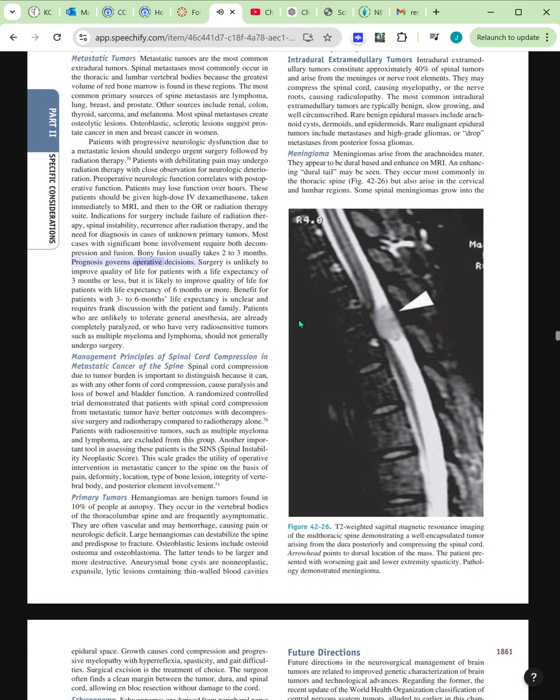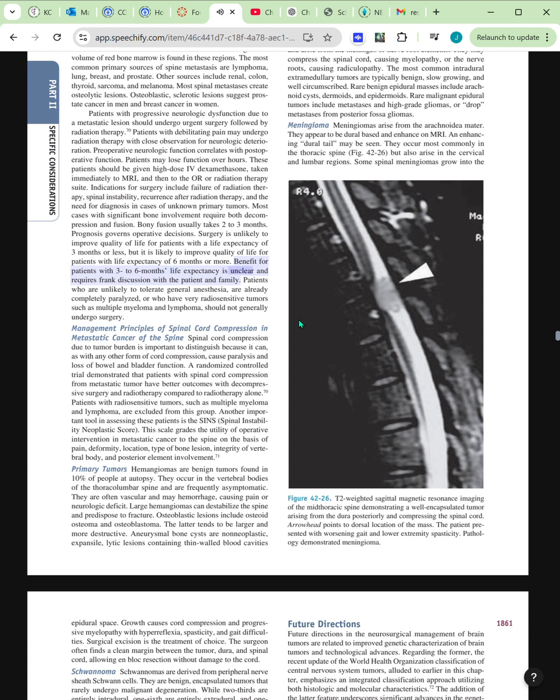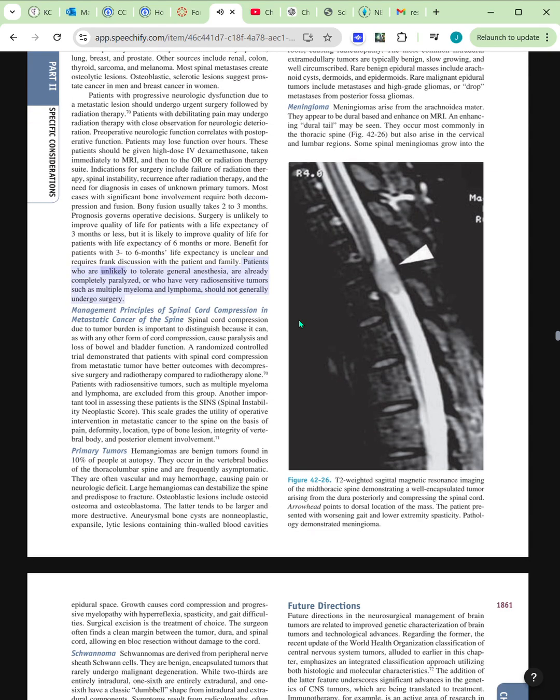Prognosis governs operative decisions. Surgery is unlikely to improve quality of life for patients with a life expectancy of 3 months or less, but it is likely to improve quality of life for patients with life expectancy of 6 months or more. Benefit for patients with 3 to 6 months life expectancy is unclear and requires frank discussion with the patient and family. Patients who are unlikely to tolerate general anesthesia, are already completely paralyzed, or who have very radiosensitive tumors such as multiple myeloma and lymphoma should not generally undergo surgery.